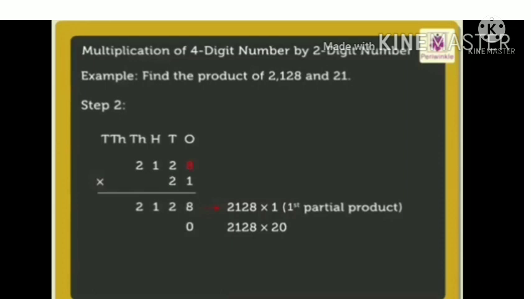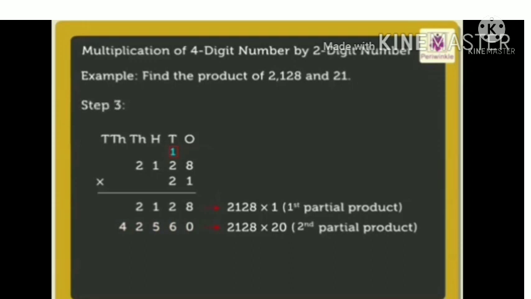Next, 2 into 8 is equal to 16. Now, 2 into 2 is equal to 4 plus the carried over 1 is equal to 5. Then, 2 into 1 is equal to 2. Now, 2 into 2 is equal to 4. So, we get 42,560 as the second partial product.